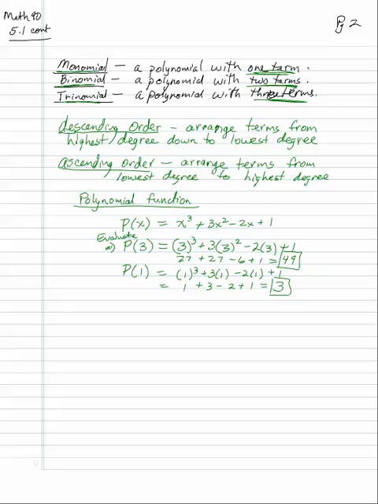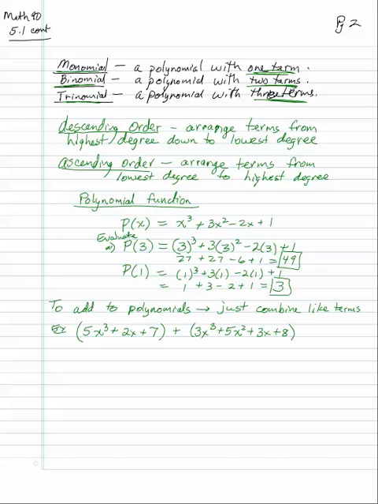Okay, so we can use the function notation for polynomials, and then we call that a polynomial function. No big deal. Okay, so to add two polynomials, you just combine like terms. So we just drop the parentheses and combine like terms. And again, I like to do descending order. So x cubed, 5 plus 3 is 8.